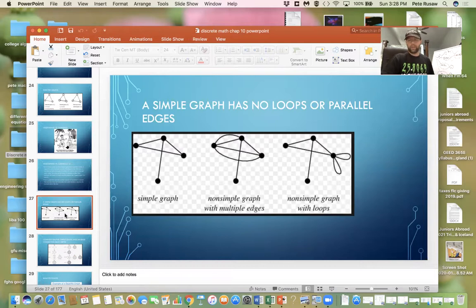These are just definitions and pictures associated with them. A simple graph has no loops or parallel edges. So here's a simple graph. We just have straight connections, but this one's not, because we've got an edge that goes from this dot to this dot and then another edge that also connects those dots. So those are parallel edges. That's not a simple graph. This graph over here has a couple of loops, so not simple.